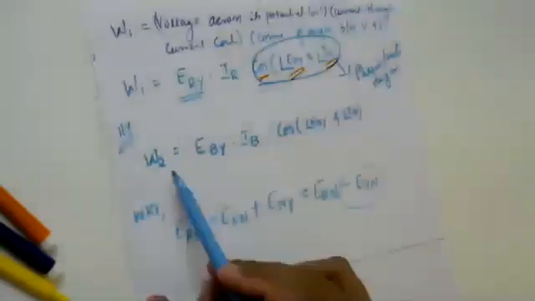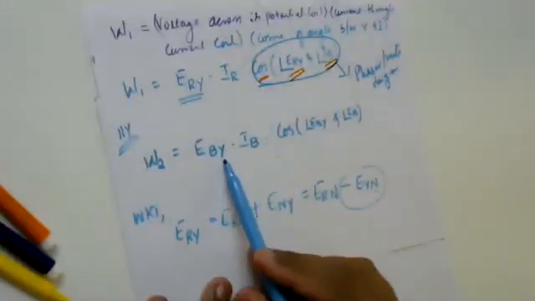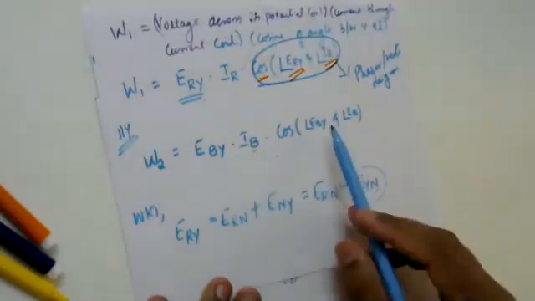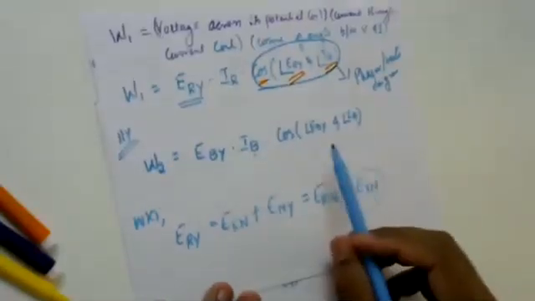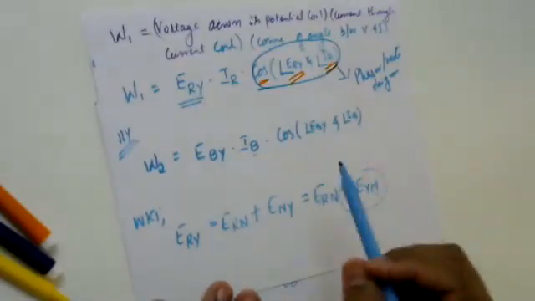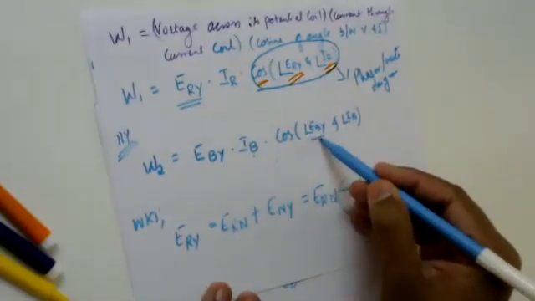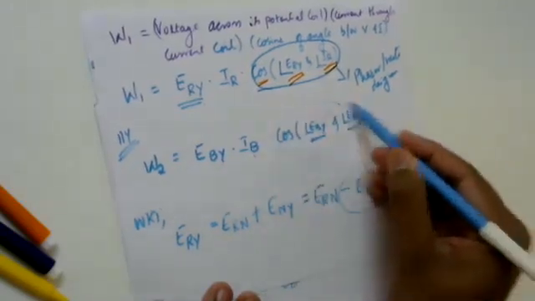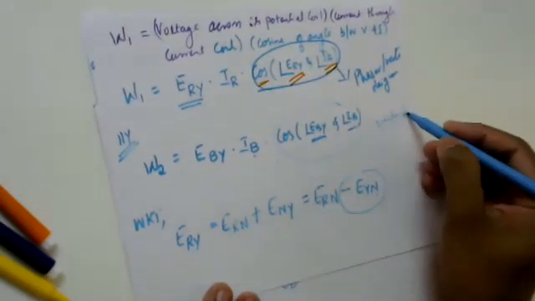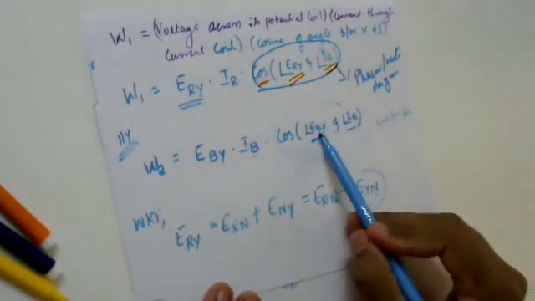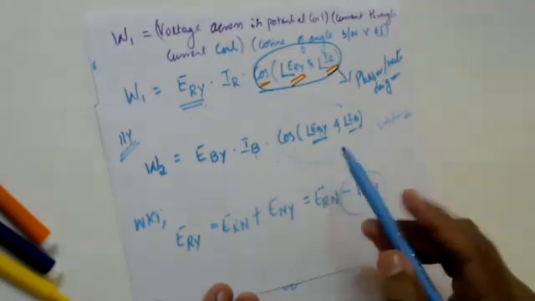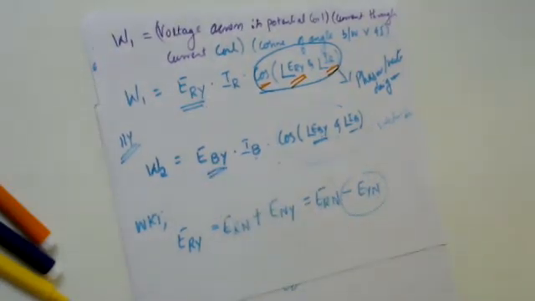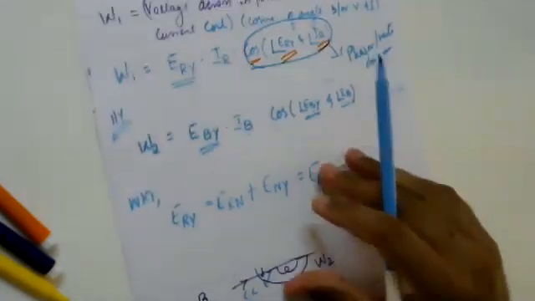Now next I want to implement an equation wherein my W2 is given by EBY into IB into cos of the angle between EBY and IB. What is my intention over here? I want to identify the angle between the vector EBY and IB. I want to fetch it from the vector diagram. So for that, first I want the vector EBY. How to get this vector EBY? What should I do now?